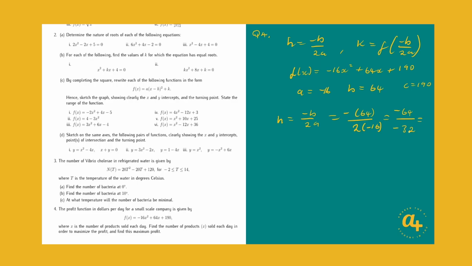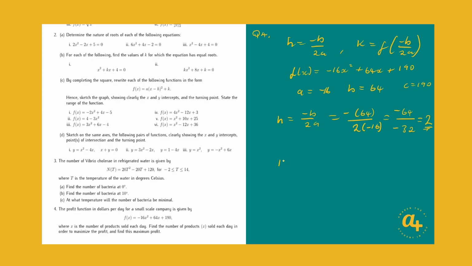And we know that negative 64 divided by negative 32 is 2. So we can see that the value of h that we found here is the same as the value that we found in the previous method. So this is just one and the same thing. Now we're going to get this negative b over 2a, and then we're going to insert it into our function in order to find k.